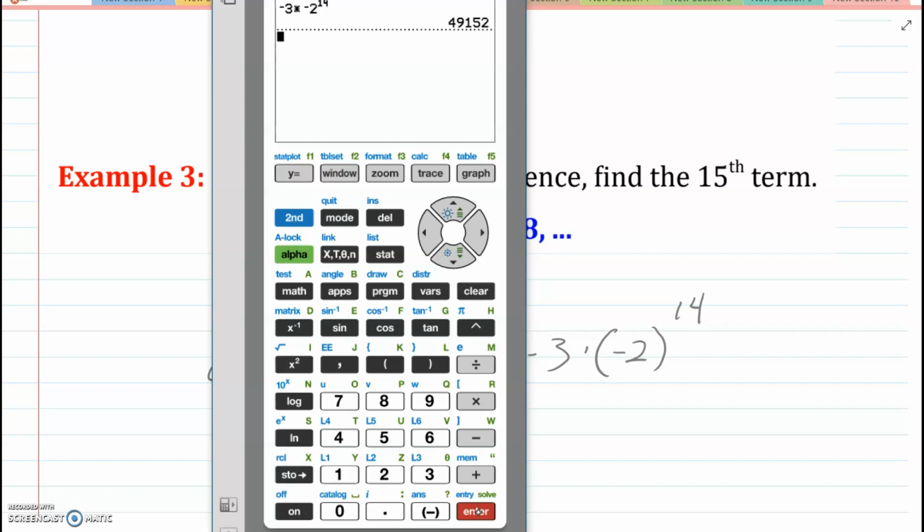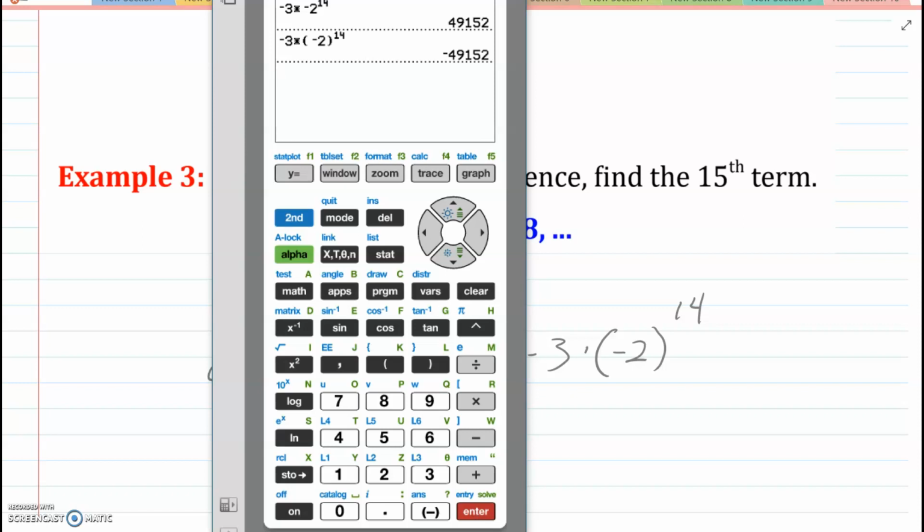49,152. Okay, so again, you know what? I made an error there. I did not put parentheses around that, which I need to, because otherwise it will not give me the right answer. There you go.